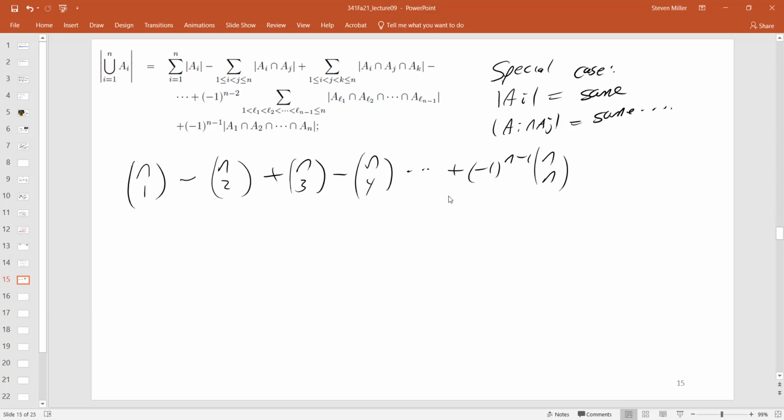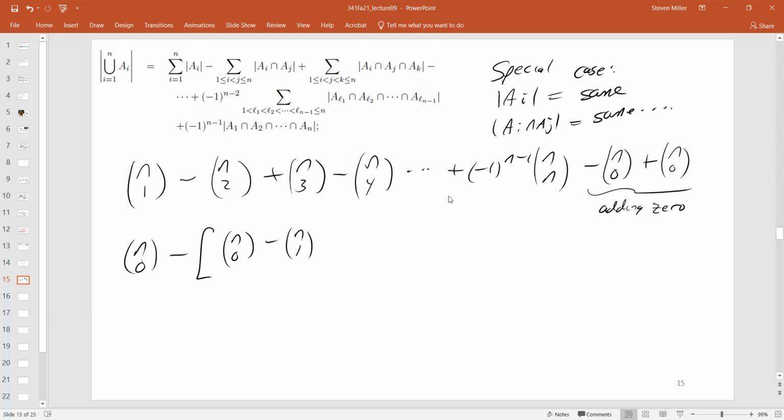Yeah, this looks a lot like the binomial. So what I'm going to do is subtract off n choose 0 and add n choose 0. So we're adding 0. Am I allowed to add 0? Yeah, and so if I add 0, I get n choose 0 minus n choose 0 minus n choose 1 plus n choose 2 minus dot dot dot plus negative 1 to the n, n choose n.